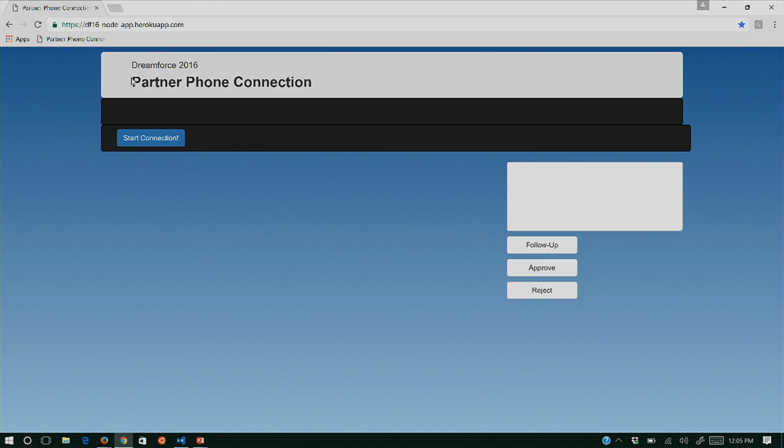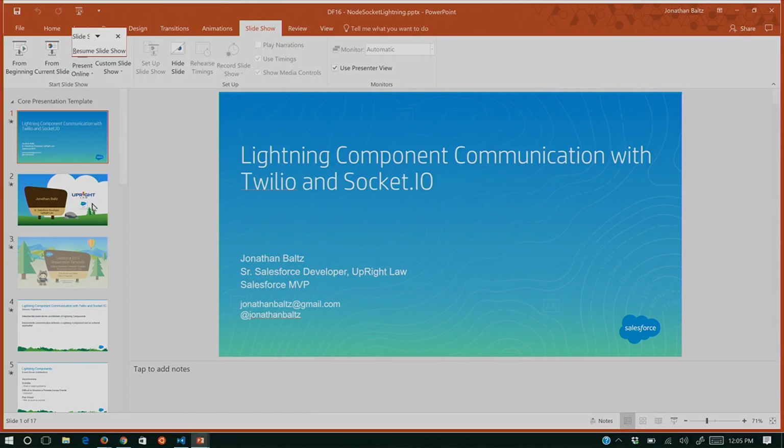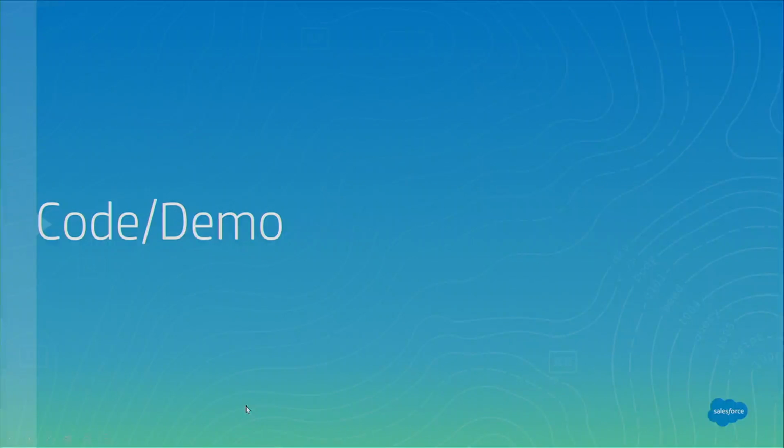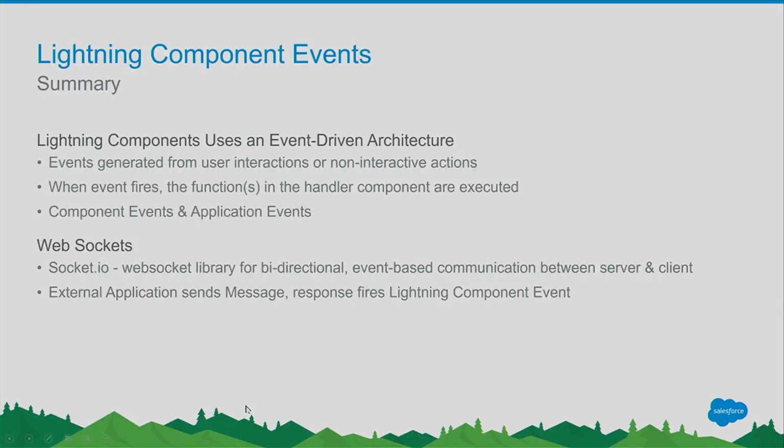And so that is the demo. I'm going to return to the slideshow. So in summary, what we just saw is that Lightning Components uses an event-driven architecture. Events are generated by user interactions or non-interactive actions. And so when an event fires, the function that's in the handler will be processed. And there are two different types of events.